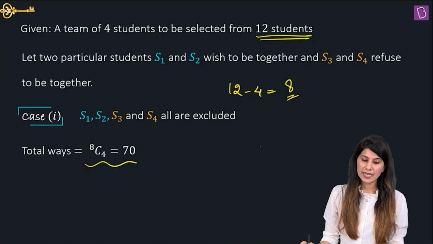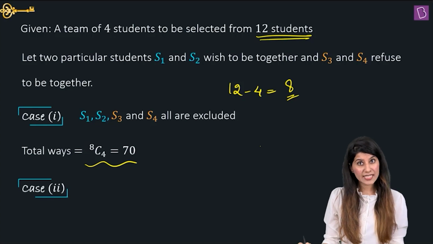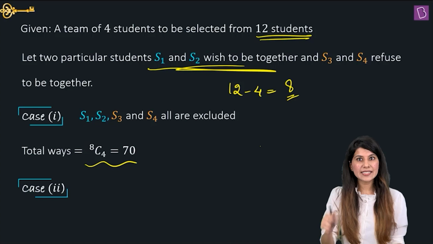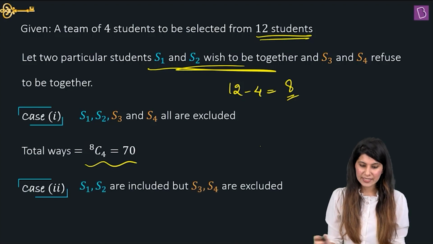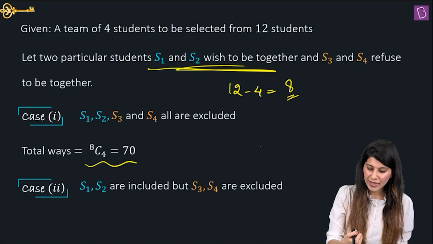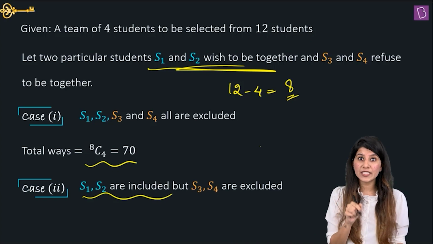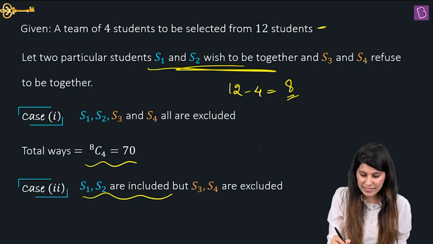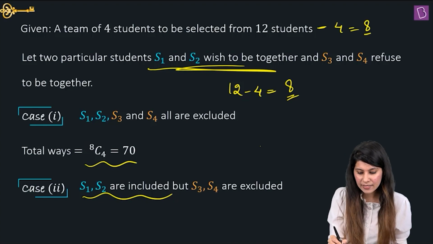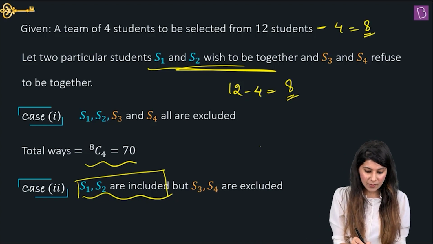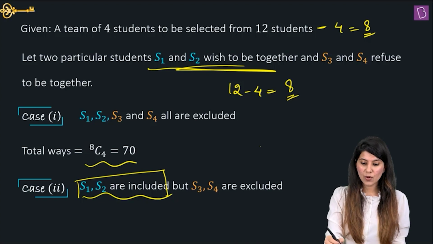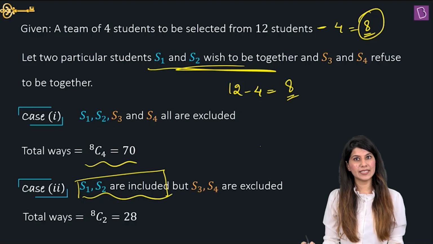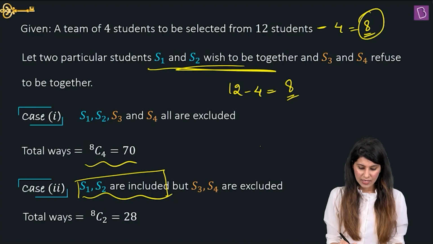Case 2. In case 2, S1 and S2 are included. These two want to be together. I have included these, but S3 and S4 I have excluded. Now, from 12, 2 are already selected, that means I need 2 more persons. Out of 12, if I subtract these 4, I'll get 8. 2 are already in my team, so I need only 2 more out of these 8. That will be done by 8C2 ways, which equals 28. This is case 2.